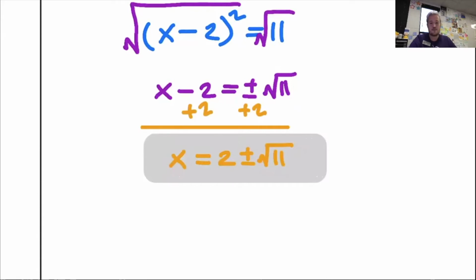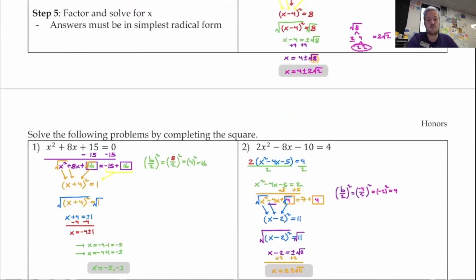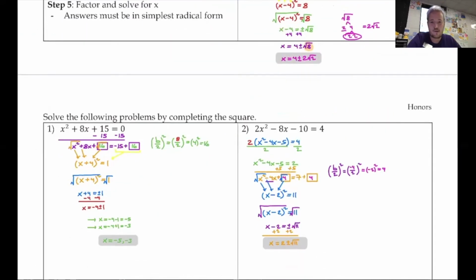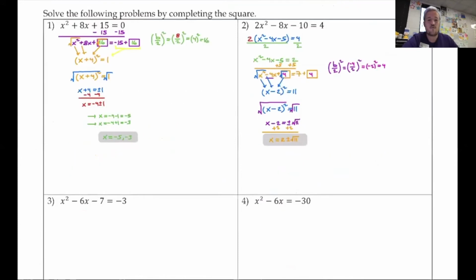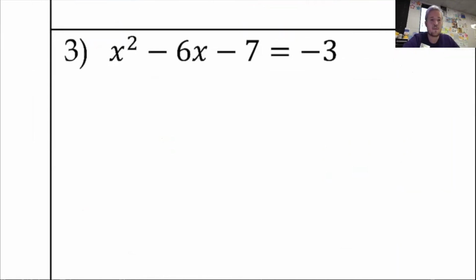So your final answer could be a number plus or minus a radical, or it could be whole numbers. Like your answer could look like a whole bunch of different things. All right, so we're going to start stepping it up with these last 4.